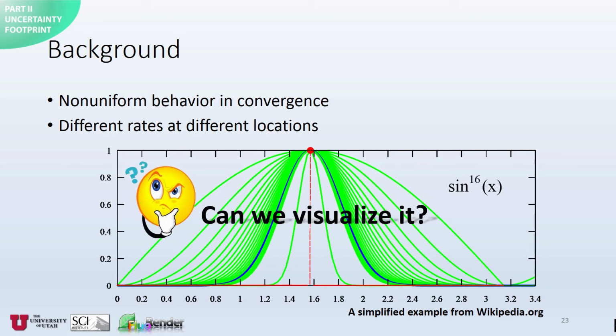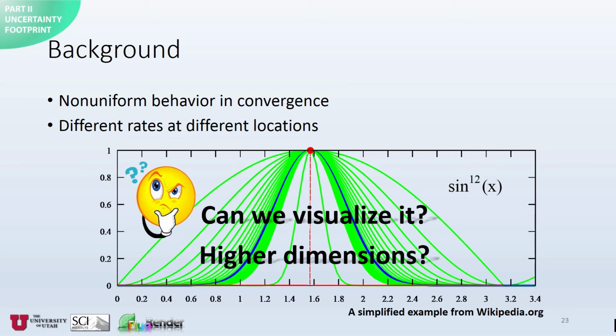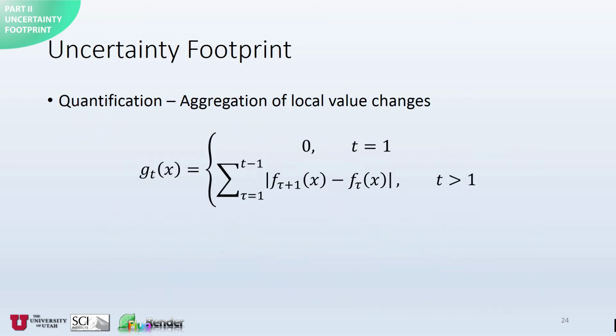We think the non-uniform behavior in convergence is related to the uncertainty in many optimization processes. To take advantage of this phenomenon, our first question is, can we visualize it? If you think the Wikipedia example already provides a visualization, what about functions in higher dimensions, as we often see in many optimization problems? Here is our solution to our questions.